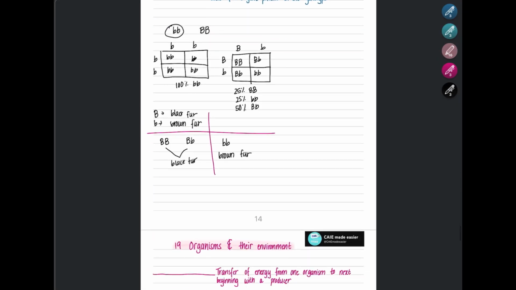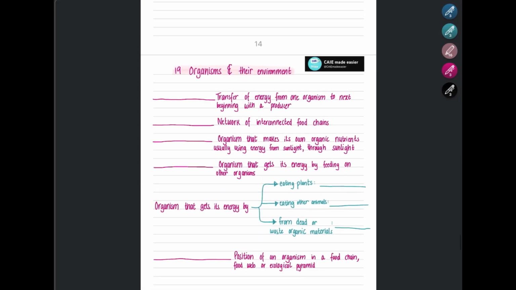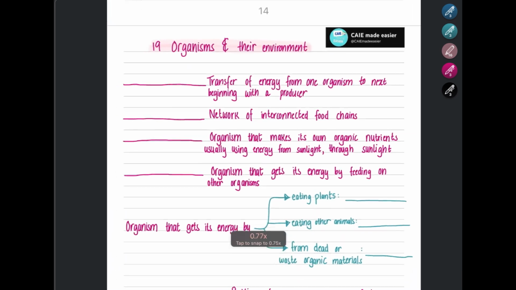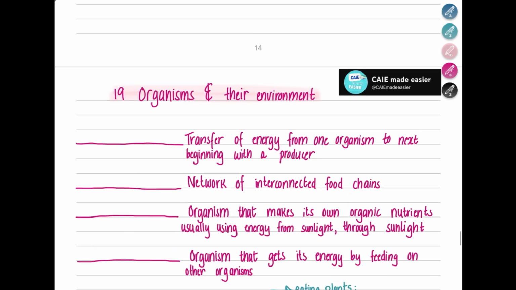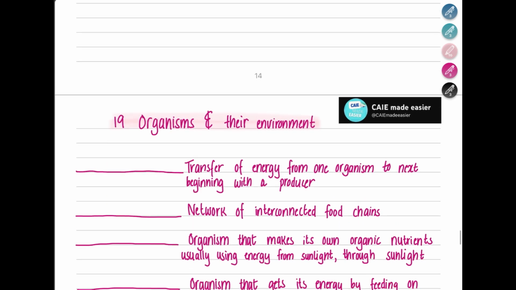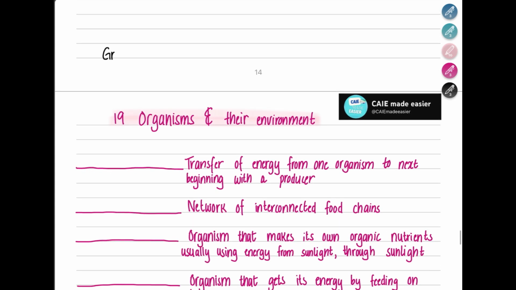Yeah. Now we can move on to organisms and their environment. Now, what is a transfer of energy from one organism to the next, beginning with the producer? That is going to be our food chain. For example, if we have grass eaten by a zebra, which is eaten by a lion. So this is a food chain.